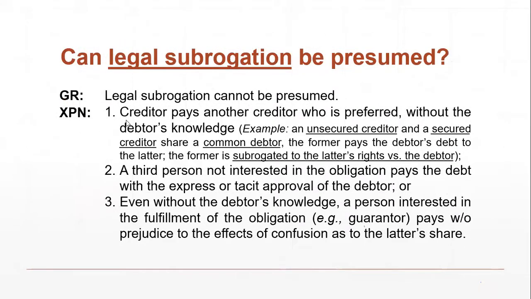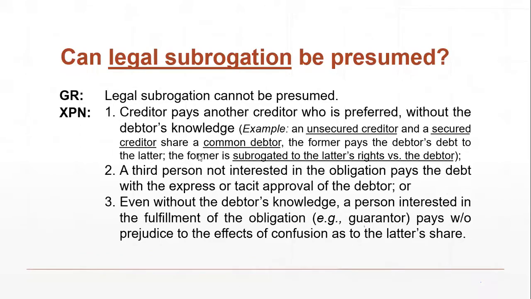These acts, no? Ito. Number one, if the creditor pays another creditor who is preferred without the debtor's knowledge. For example, unsecured creditor. So, yung debt or yung obligation is not secured by a pledge or a mortgage. And a secured creditor, yung merong mortgage na collateral, ganyan, dun sa pagkakautang, they share a common debtor. Now, itong si unsecured creditor pays the common debtor's debt to the secured creditor.